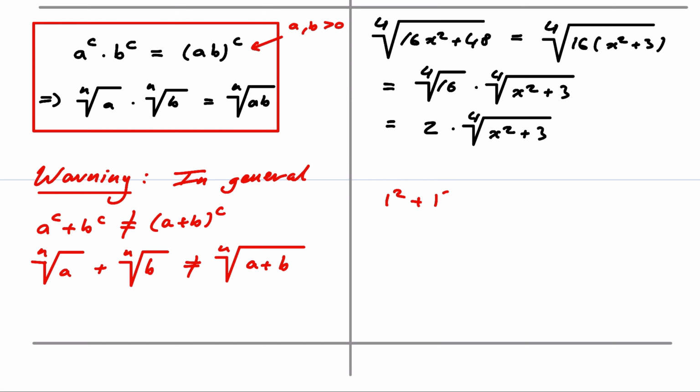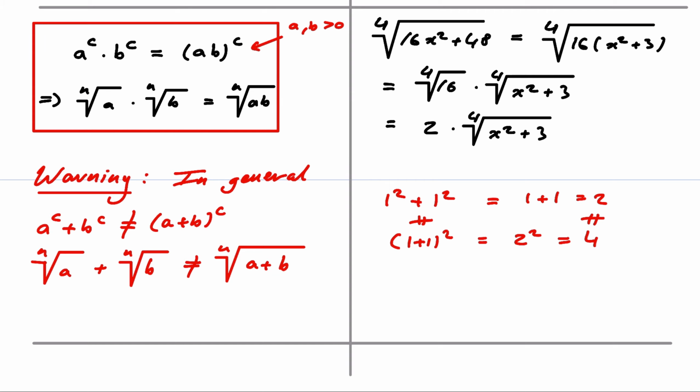1 squared plus 1 squared is equal to, well, 1 plus 1, which is equal to 2. 1 plus 1 all squared is equal to 2 squared, which is equal to 4. They are not equal to each other. So that is not equal to that.